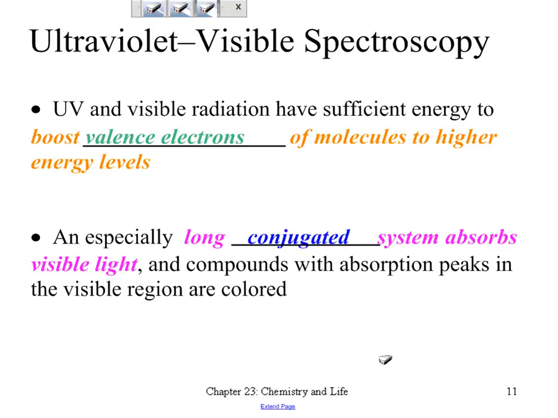What happens is the valence electrons go from their energy level to a higher energy level. And energy is required to do that, so the light is absorbed. If there's a long conjugated system, it's lower in energy, so it can absorb visible light. So if it absorbs certain colors, other colors pass through, and that's what we see. So now's a good time to take a look at the little video about the colored flowers.